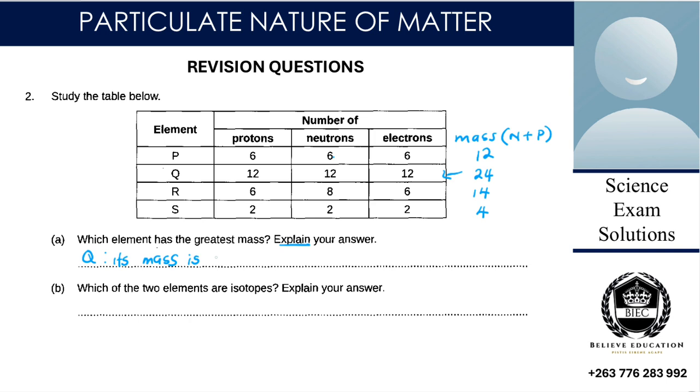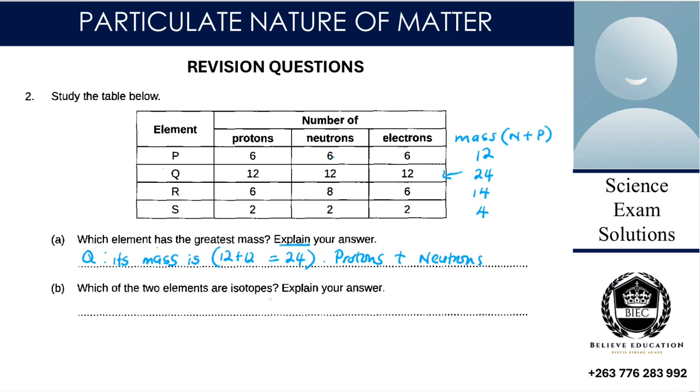Then our explanation would be its mass is what? It's 12 plus 12, which is equal to 24, which is the number of protons plus neutrons. Are we together?